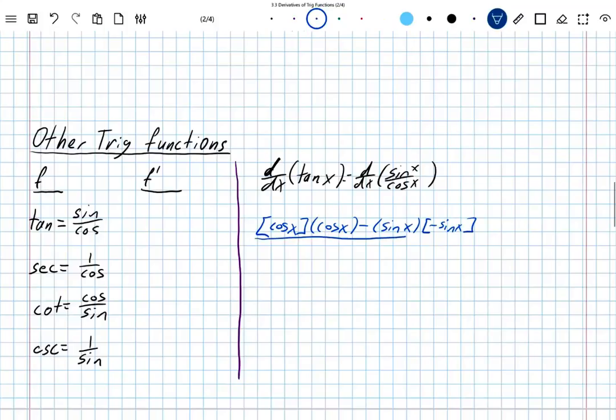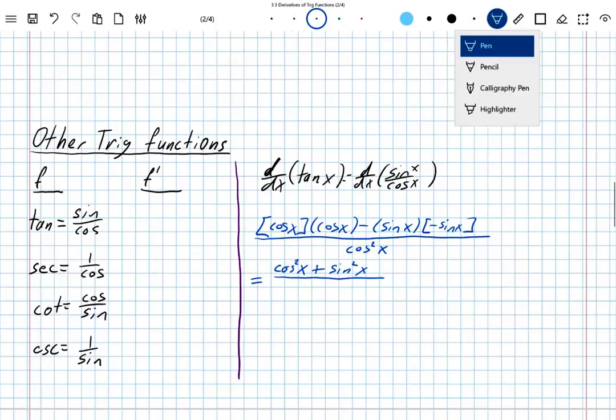all over cosine squared x. Squaring that whole thing. Don't square the x. We're squaring all of cosine of x. All right, take a second, see if you can clean this up. See if you can use that identity to make this a little bit nicer. I'm going to do it right here. So cosine times cosine is cosine squared of x. Minus minus is going to be a plus. Looks like sine squared of x all over cosine squared of x.